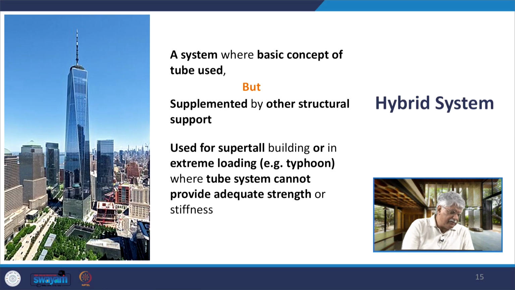Now another system that came up after that for very tall buildings was the hybrid system, a system where the basic concept of the tube is used but is supplemented by other structural support. It is used in super tall buildings that face extreme loading, for example when a typhoon happens, and where the tube system cannot provide the adequate strength that is needed.